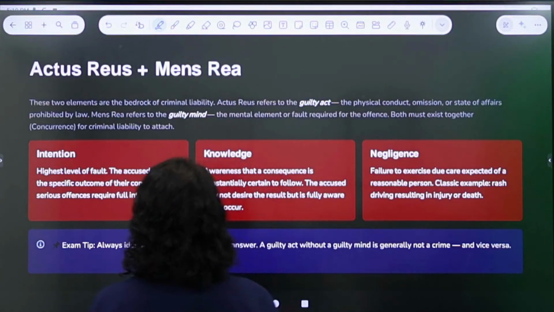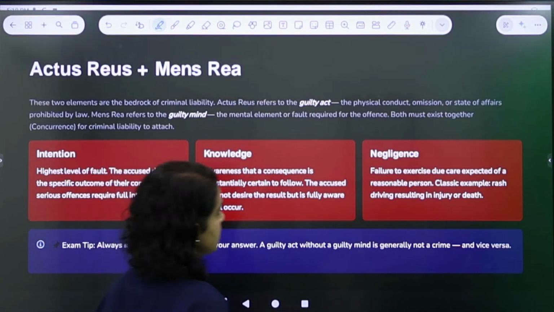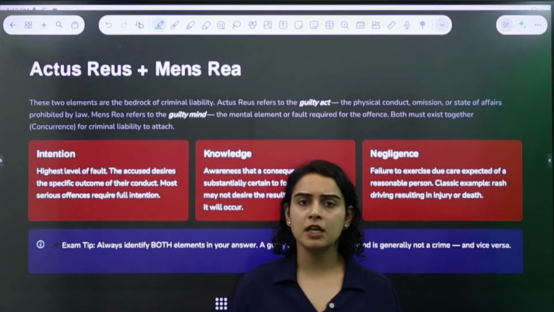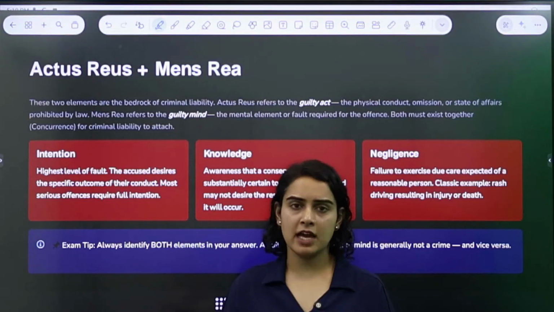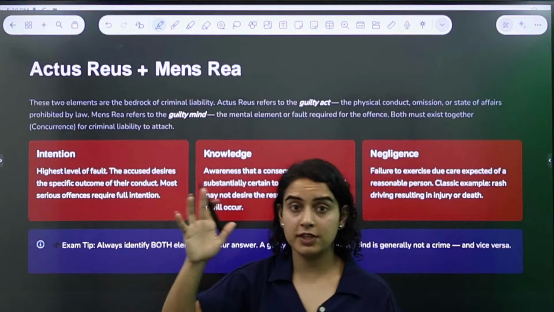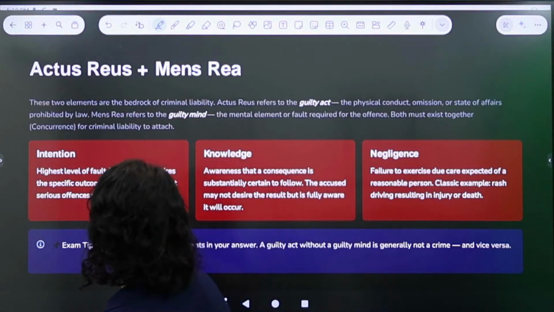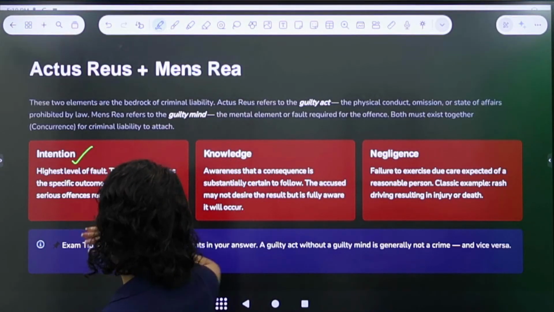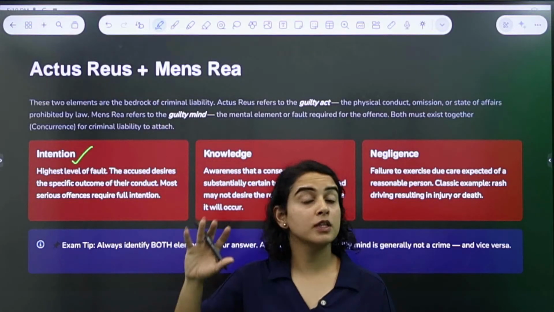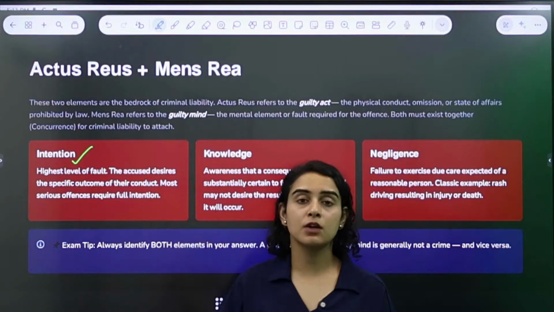Now, let us understand a little bit more about mens rea. Action is something really simple. If you wanted to steal something and you commit a theft, that is an action. But mens rea comes in different flavors. First, of course, is the intention. Intention is when you know what is going to be the specific outcome, specific result of your action.